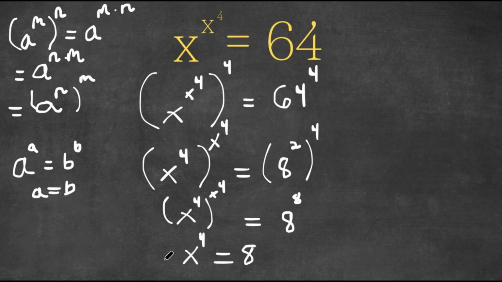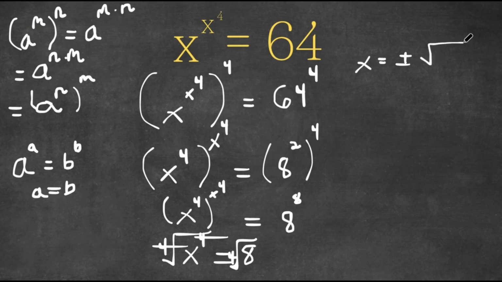So now to cancel this power out, I'm actually going to take the root of 4 on both sides. So now these two cancel out, and I'm left with x is equal to positive or negative, sorry, not square root, root 4 of 8.